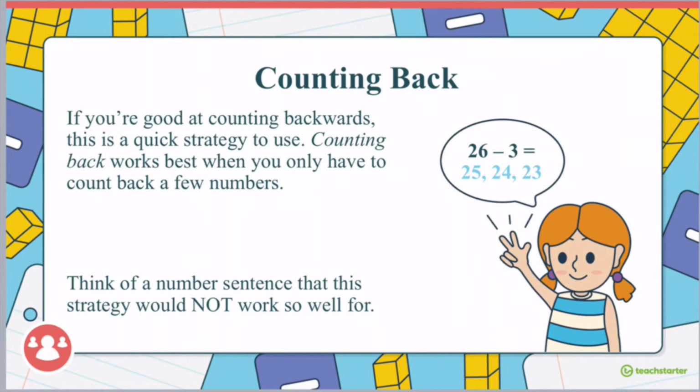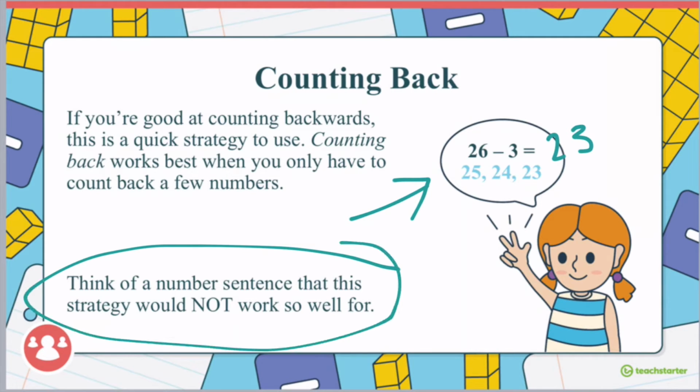One of the first ones we're going to look at is counting backwards. If you're good at counting backwards, this is quite a quick strategy to use. Counting back works best when you only have to count back a few numbers. For example, looking over here, we've got 26 minus 3, we can go 26, 25, 24, and we know then our answer is 23. Think of a number sentence that this strategy would not work so well for. And I'm going to get you to write that down on the Google Doc.